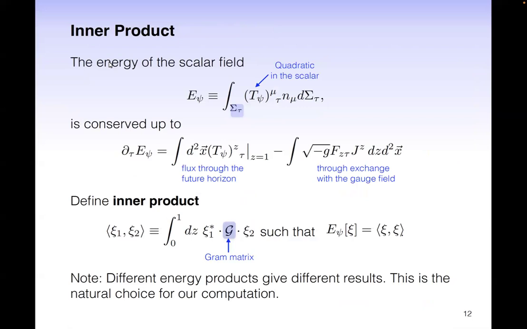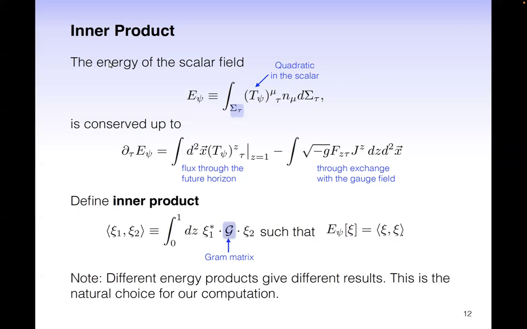Now I also need to specify for you the inner product that we want to use. The natural choice here is to consider the inner product that is derived from the energy of the scalar field. The energy of the scalar field is simply given by the scalar stress tensor when integrated on those spatial slices. And here is the normal vector to that slice.